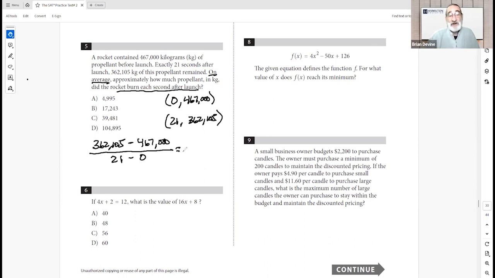I'm allowed to use a calculator, and I get the slope of this relationship would be minus 4,995. And so it's using 4,995 kilograms per second. So A is the correct answer.